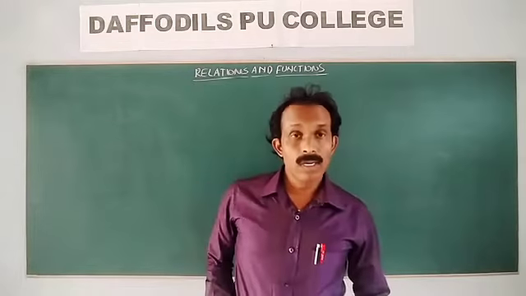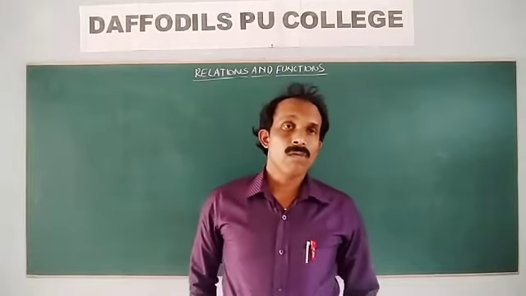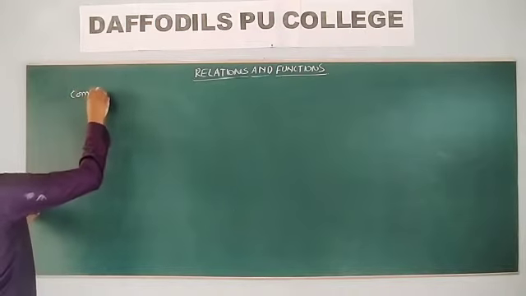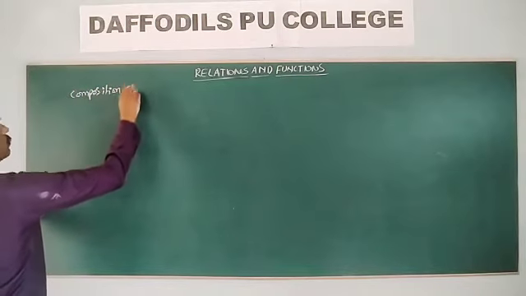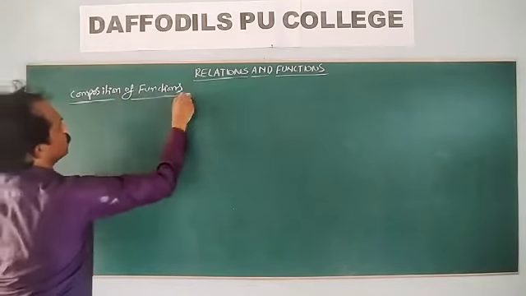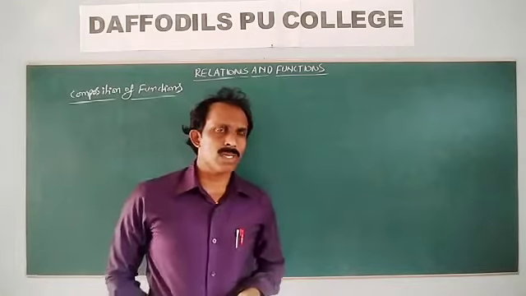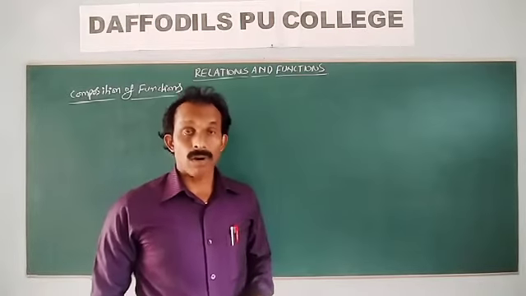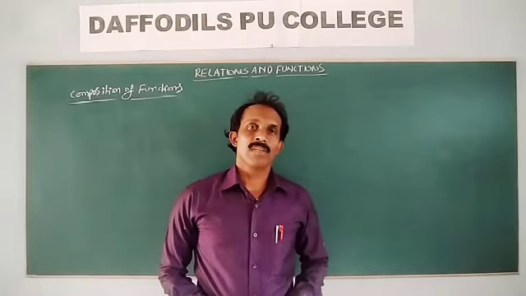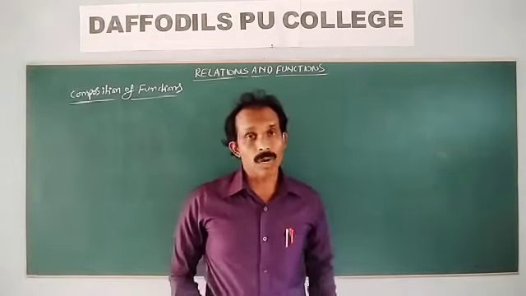Students, we will start another topic of this chapter, Relations and Functions: composition of functions. Already we learned in the previous class about one-one function and onto function. If f is both one-one and onto, that is nothing but a bijective function. Right, now composition of functions.